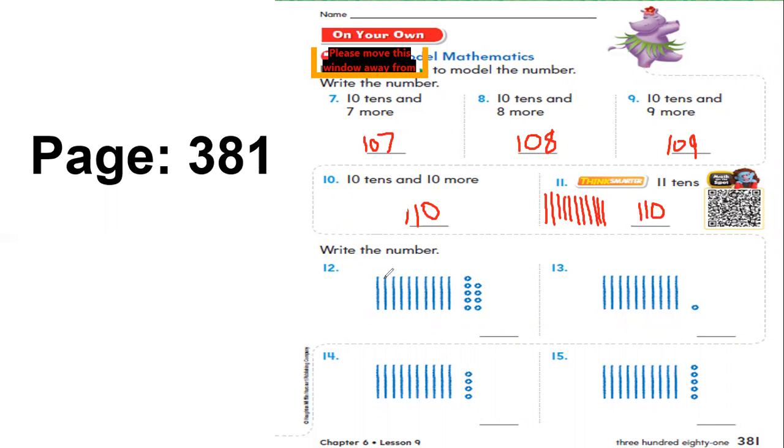We have 1, 2, 3, 4, 5, 6, 7, 8, 9, 10. So I have 10. Okay. And how many more? How many ones I have here? 1, 2, 3, 4, 5, 6, 7, 8, 9. So my number is going to be 109. That is 10 and 9 more. Yes, very good, Livia, Reem, Jannat. Yes, excellent. That's 109. Very good, Lamar.